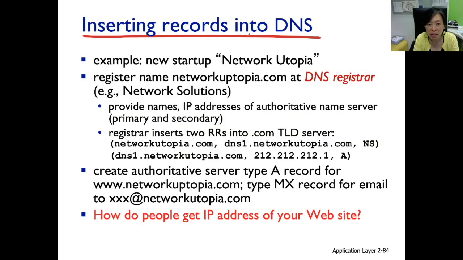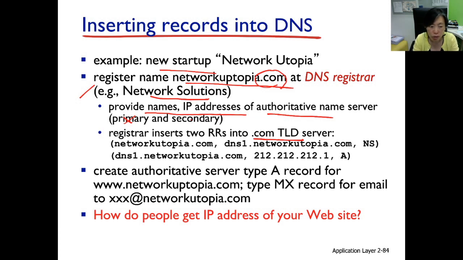Now let's try to put our knowledge into use. So here the scenario is you need to set up your network for a startup, Network Utopia. All right, so two things you need to do. First, register your domain name with the DNS registrar. Now being a .com, you talk to this company, Network Solutions, who maintains the .com TLD server. Right? Second, you also provide the name and IP address mapping of the authoritative DNS server you'll be setting up. Okay, so there could be a couple of them, just in case the first one fails, there's a backup.